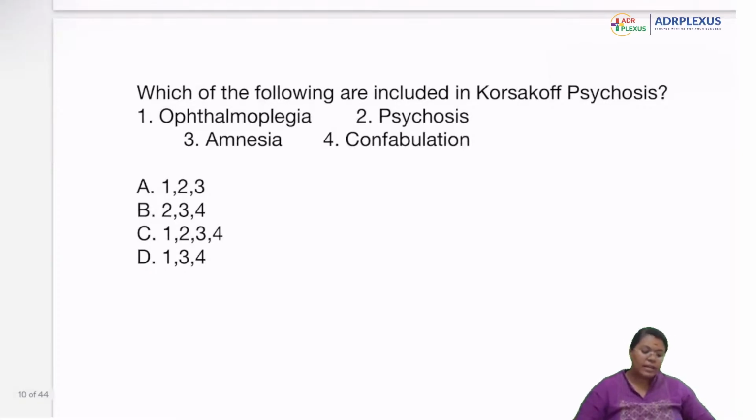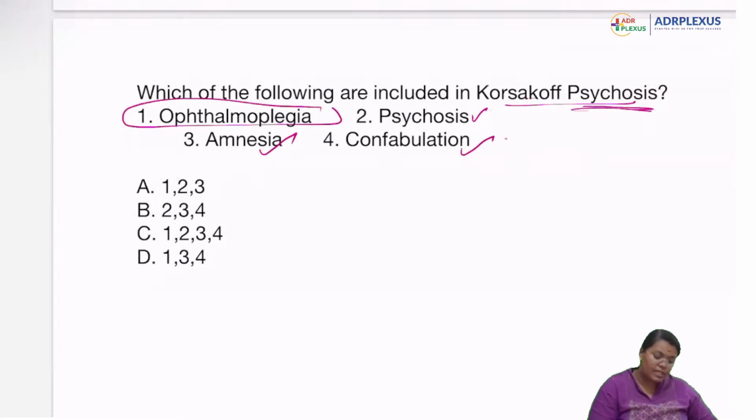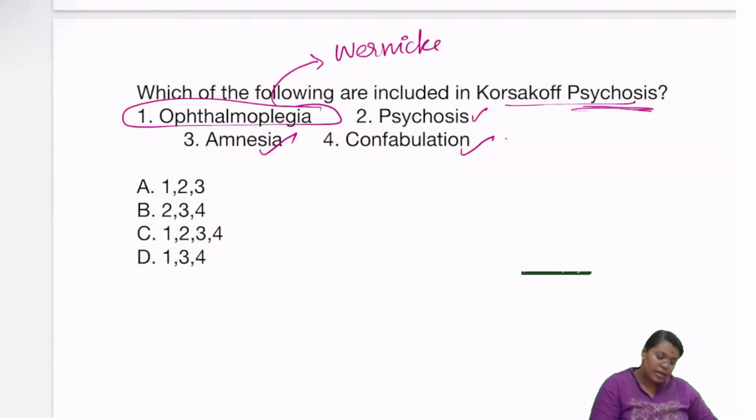Which of the following are included in Korsakoff psychosis? This was a previously asked question last year. Korsakoff psychosis, it is a psychosis, so psychosis should be there. It causes retrograde and anterograde amnesia, and it causes confabulation. Ophthalmoplegia is a symptom of Wernicke's encephalopathy. Hence the answer is 2, 3 and 4.